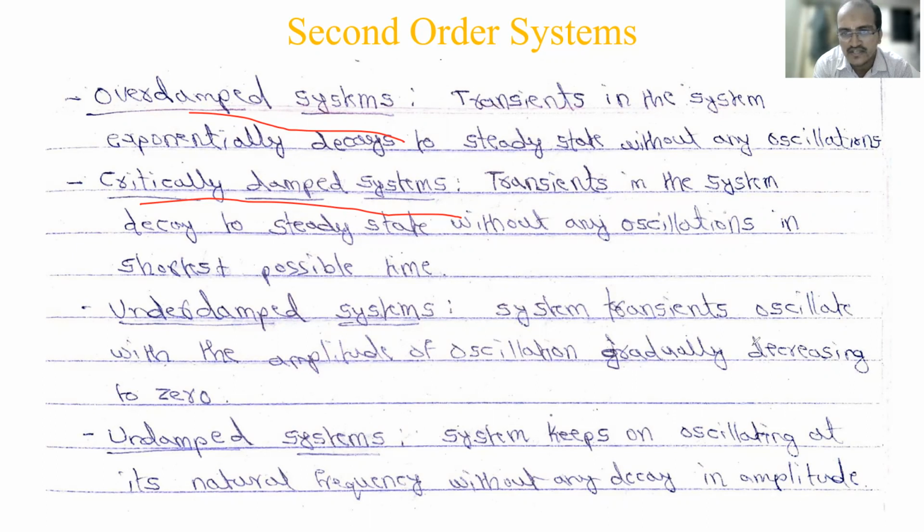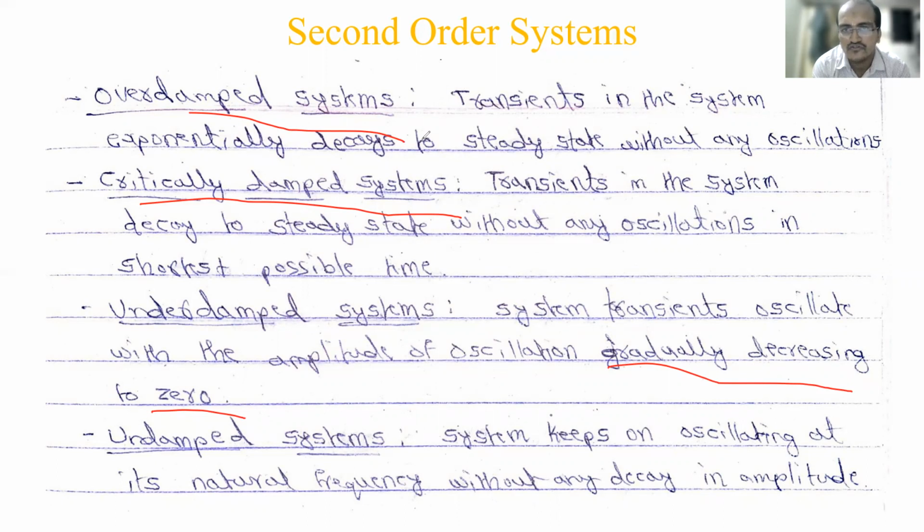Under damped systems mean the system transients oscillate with an amplitude of oscillation. Initially they oscillate, and then gradually the amplitude decreases and finally comes to the steady state. Zeta is 0 for the undamped system, which means you are not applying damping, so the system keeps on oscillating at its natural frequency without any decay in amplitude. It's just like a sine wave, with both positive and negative cycles of equal amplitude. When you start applying damping, the oscillations begin to gradually decrease. Critically damped means without any oscillations it will come to the steady state, and over damped means it will reach the steady state a little bit slower.